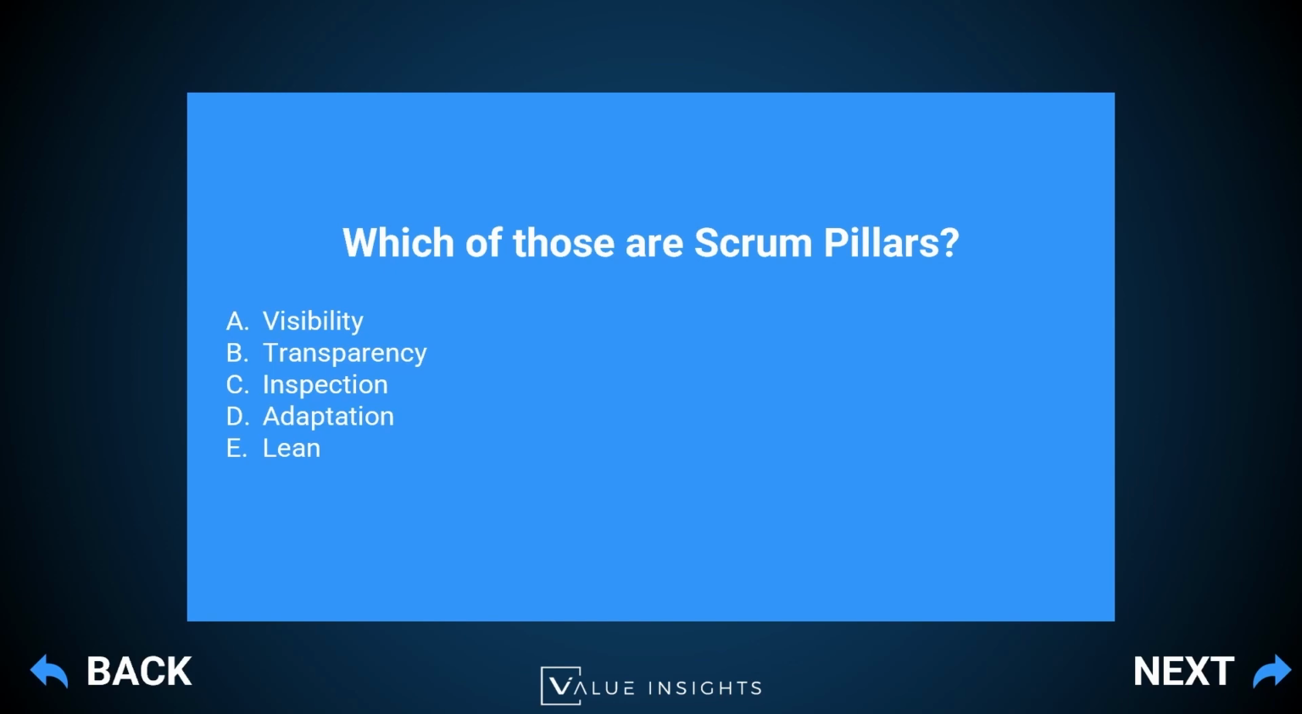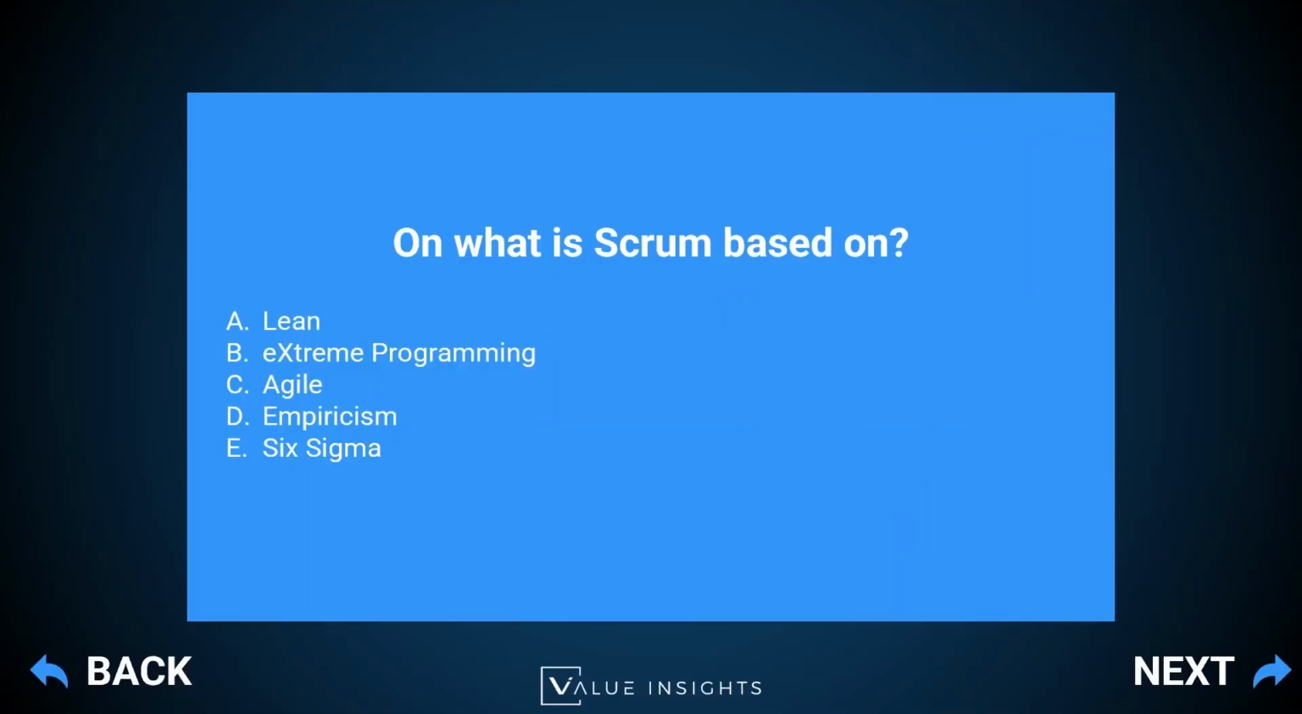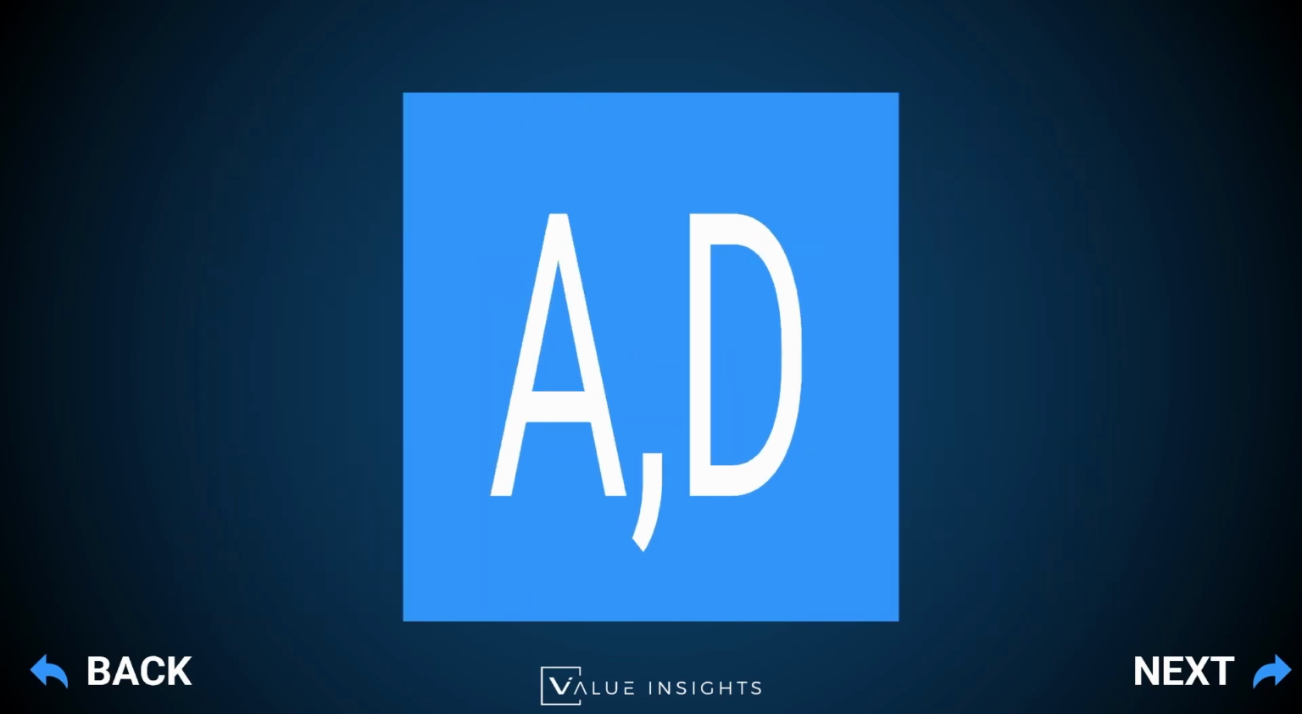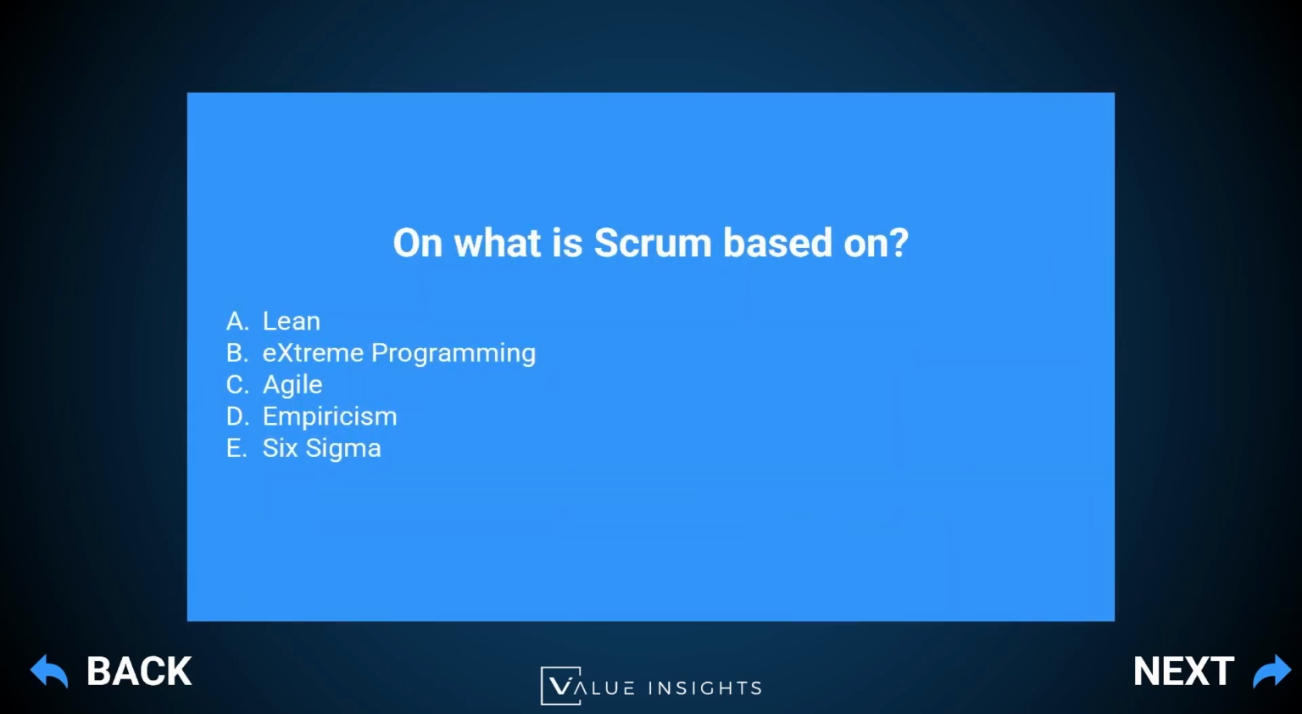Okay, let's have a look at the next question, which will be our last one. What is Scrum based on? A, Lean. B, Extreme Programming. C, Agile. D, Empiricism. Or E, Six Sigma? And our answers are A and D. This is straight out of the Scrum Guide, where it says that Scrum is based on Lean and Empiricism.